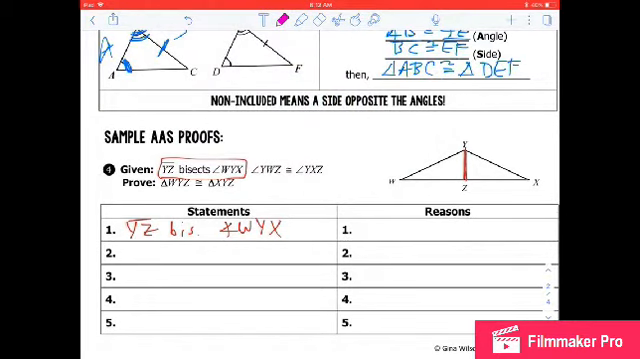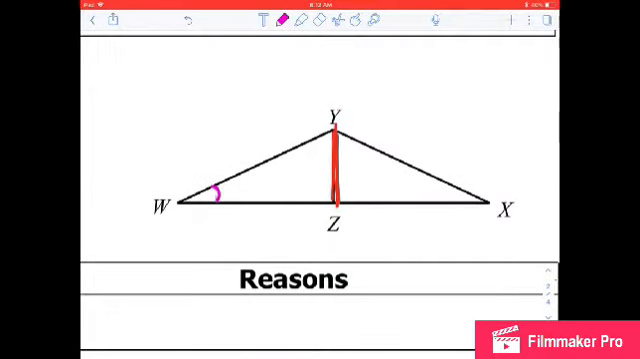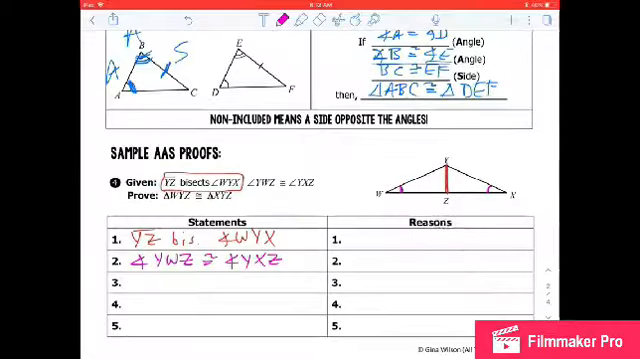Okay, actually I'll write down the second given as well. Angle YWZ is congruent to angle YXZ. Sorry, I said that wrong. YWZ, YXZ. So YWZ congruent to YXZ. So there's one angle. Got A. And then both of those are given.